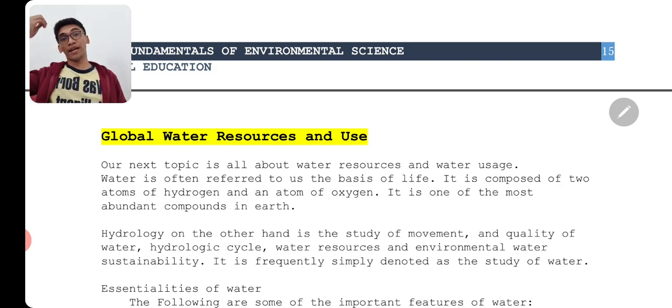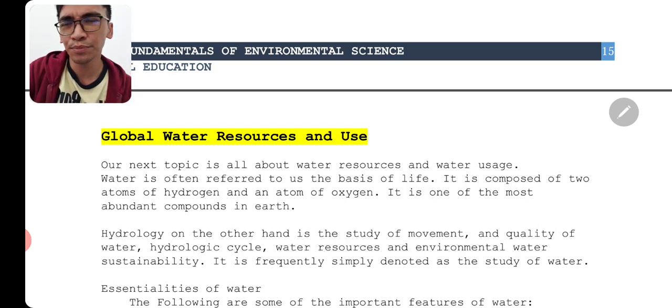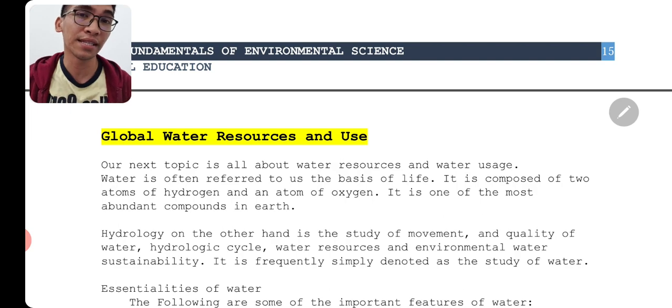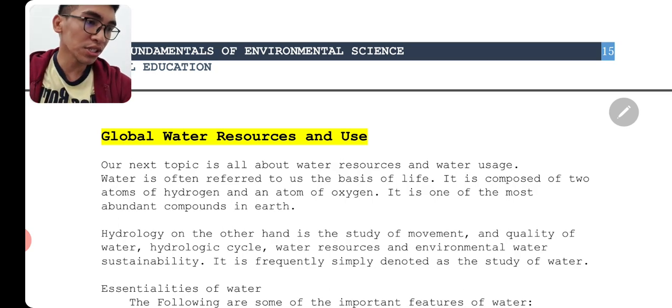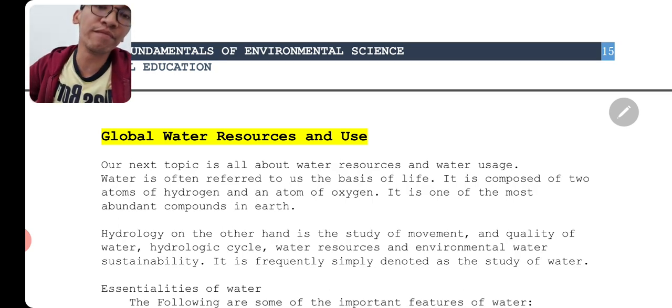It's a sign of life daw actually. If you're looking for a planet, and syempre, most of the planet has this earth, I mean earth as soil. Pero one of the important things to consider on looking for a planet that is inhabitable is the presence of water.